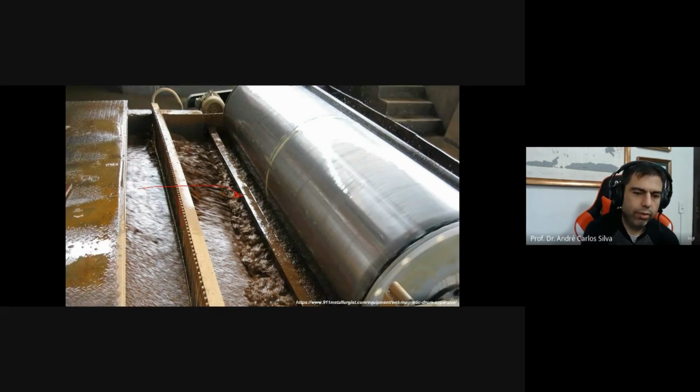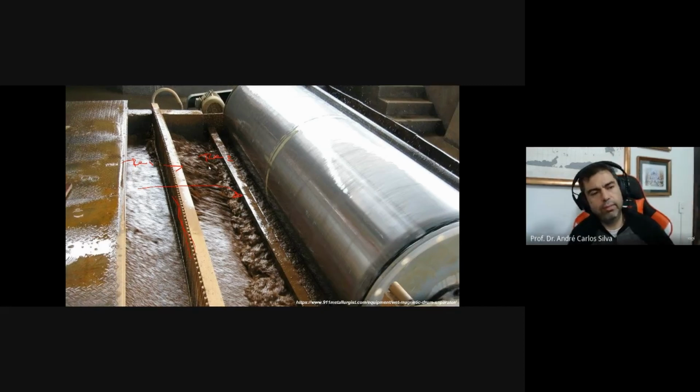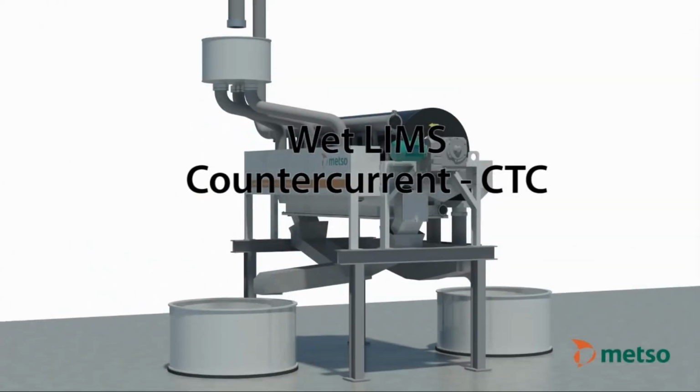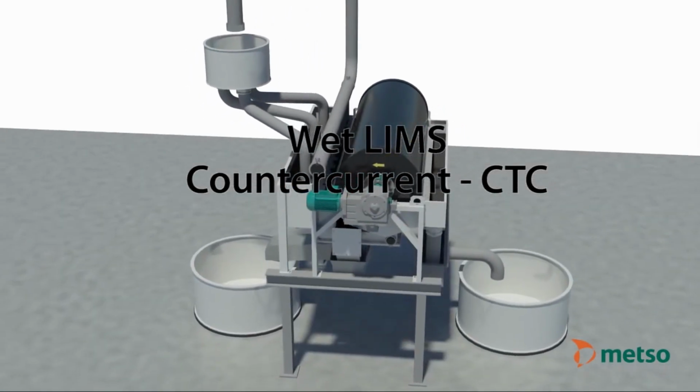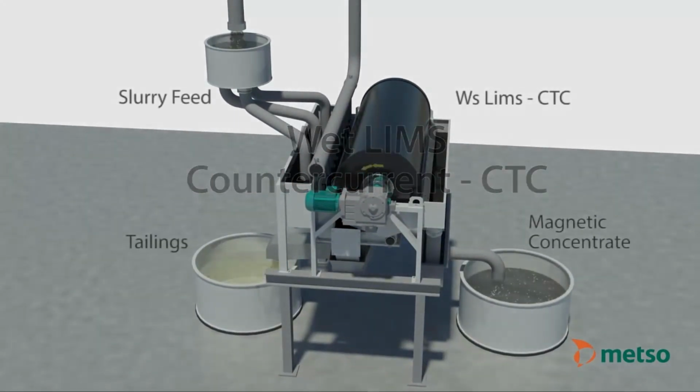And this barrier over here is just to change the flow. So in here I have a Reynolds number higher than I have in here. So Reynolds 1 is higher than Reynolds 2. So I go from a turbulent flow into a laminar flow, and then I just feed our equipment. And then the material goes below the drum, and then the magnetic ones are going to exit out and up together with the rotation of the drum. Okay, so if we take a look at this Metso video, maybe we can understand a little bit better our wet LIMS. Okay, it's going to show you how it works from inside.